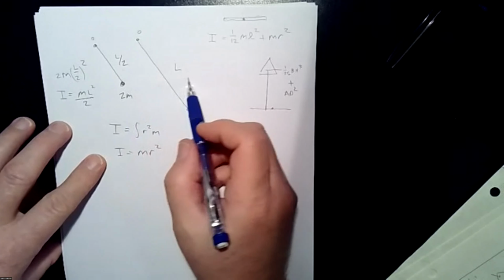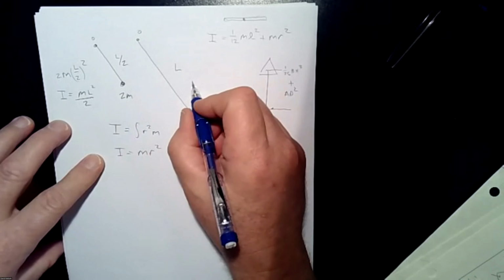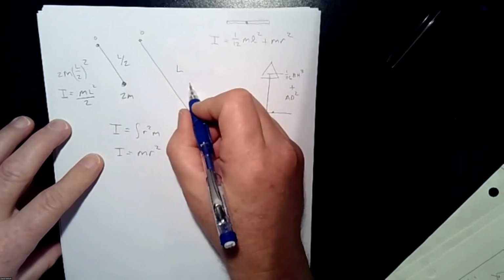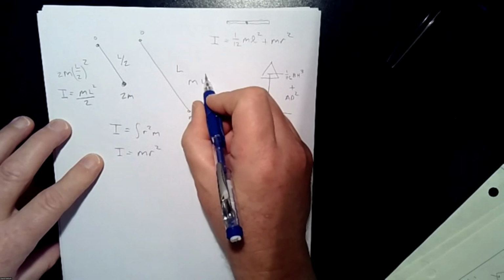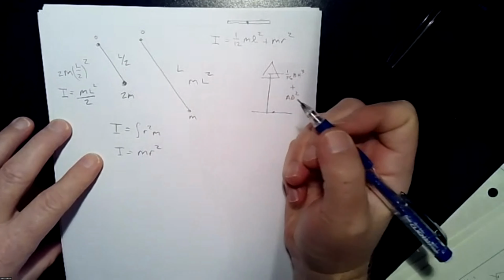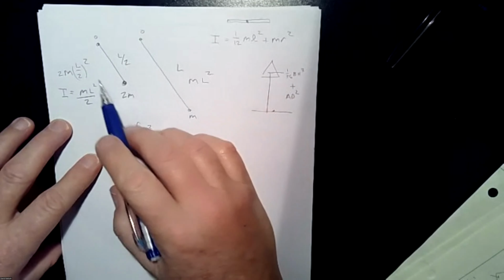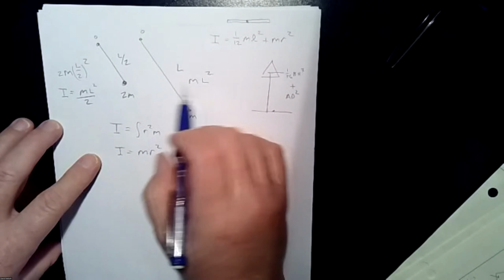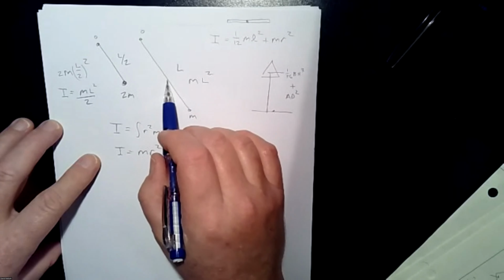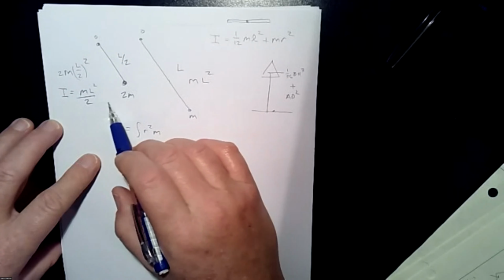But if we look over at this one here, we have the same thing. We have m times L squared, right? Because if we just plug in L for our distance, then we just get mL squared. So this one obviously has the greater moment of inertia, twice of that.